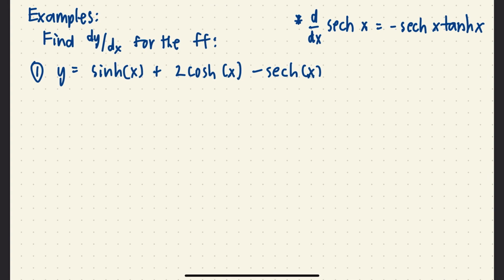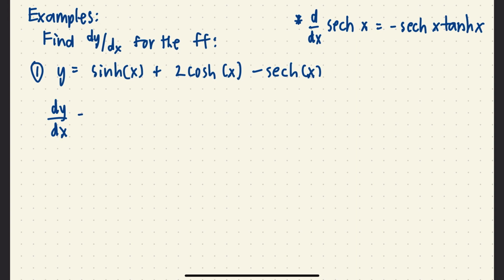We now get the derivative of the following functions. First one is y is equal to hyperbolic sine of x plus 2 times the hyperbolic cosine of x minus the hyperbolic secant of x. Take note that your derivative of your hyperbolic secant of x is equal to the negative of hyperbolic secant of x times hyperbolic tangent of x. We now get the derivative.